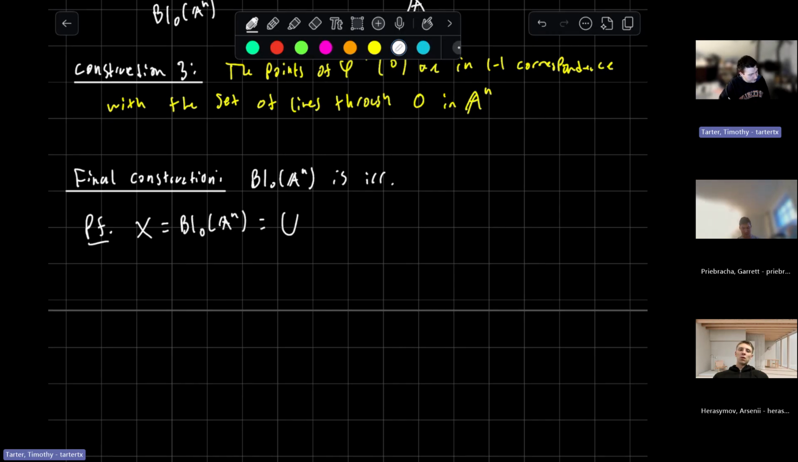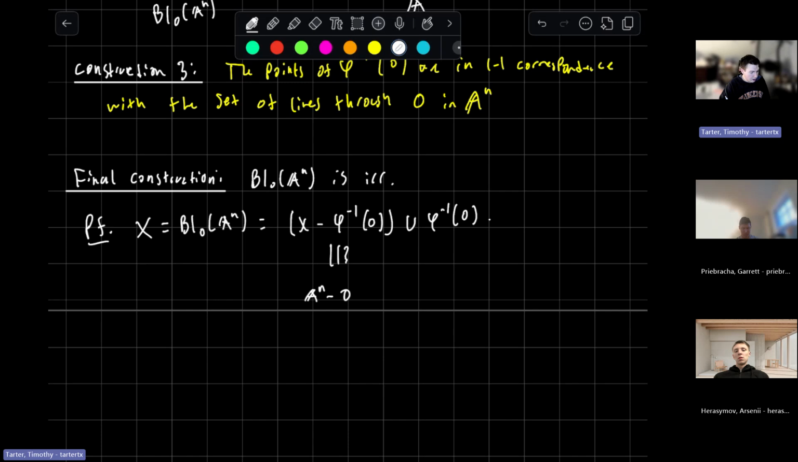is the union of X minus phi inverse of 0 union phi inverse of 0. But this first piece is isomorphic to An minus 0.